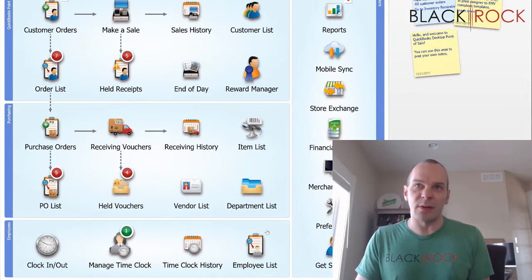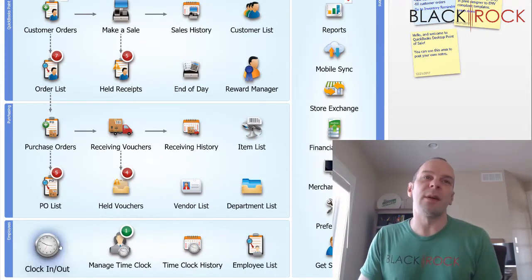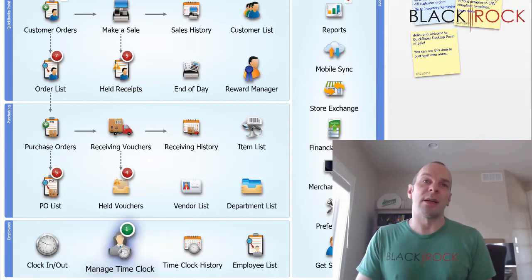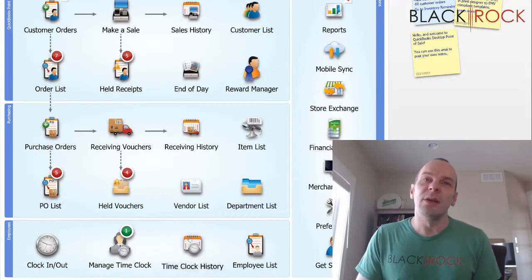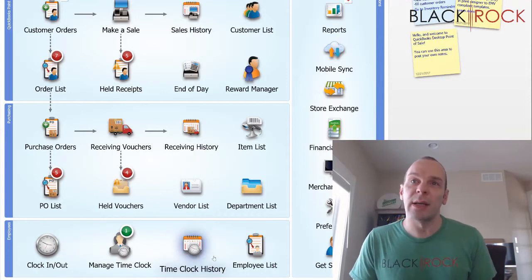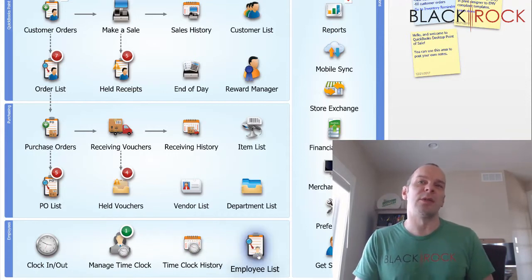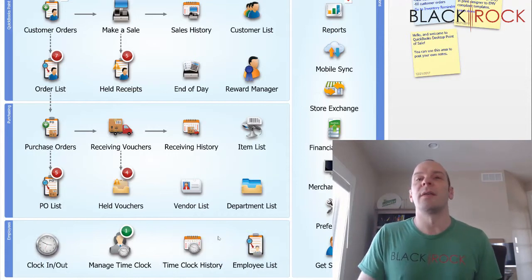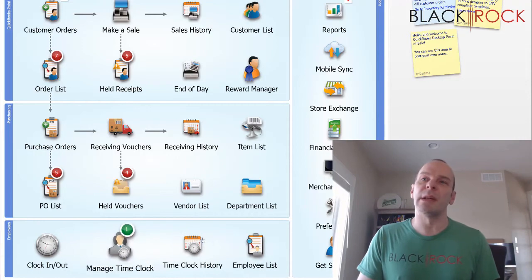Clocking, this next whole area here is for employees. We have clocking in and out of the time clock, which flows over to payroll. You can manage the time clock and clock people out who forgot. You can look at the time clock history, and you can also look at your employee list, which is where you need to create your employees before they can do these other things. So that's all pretty self-explanatory, I believe.